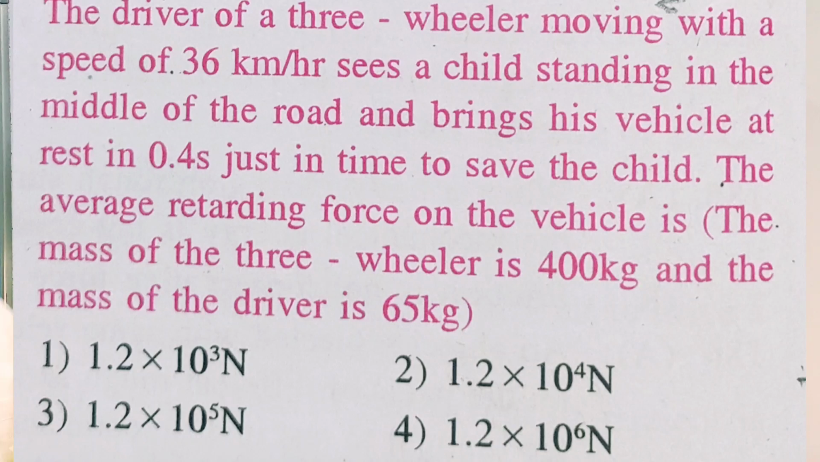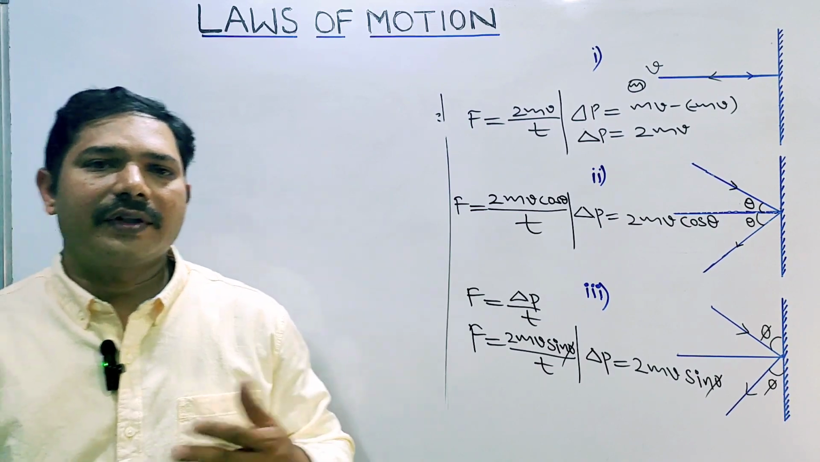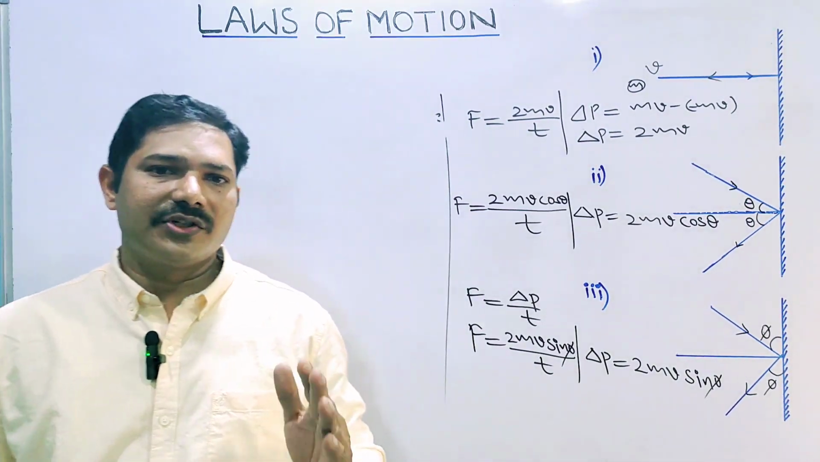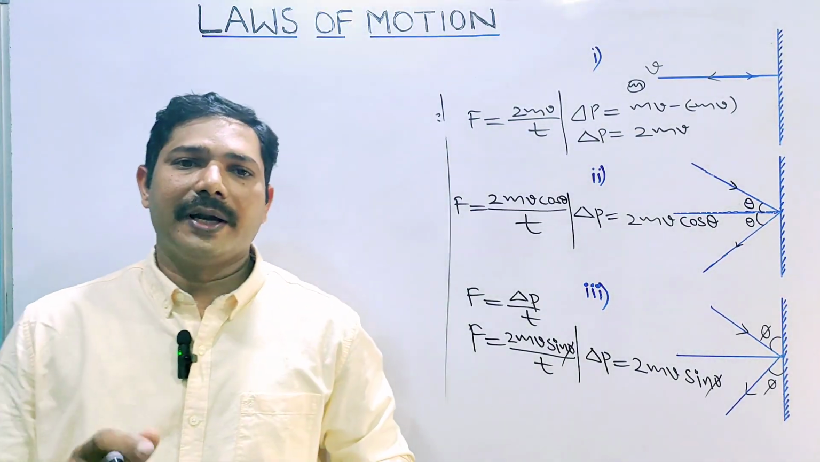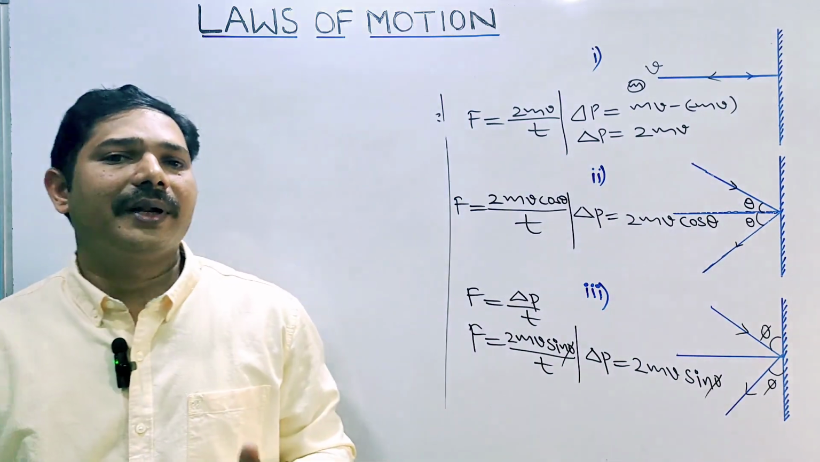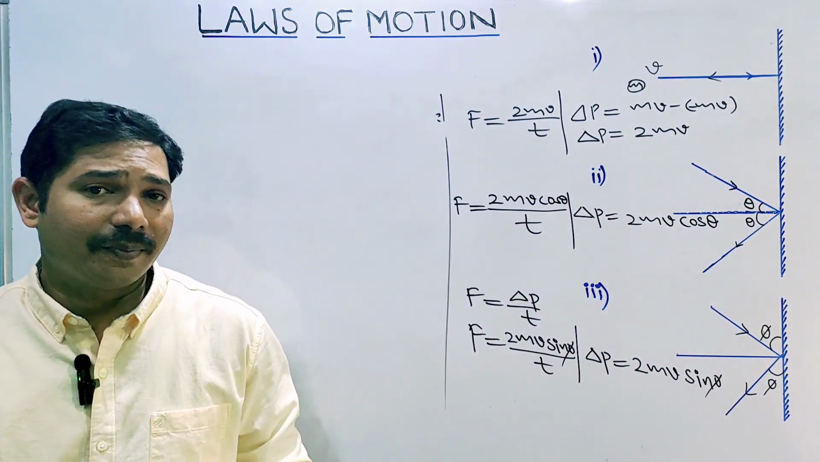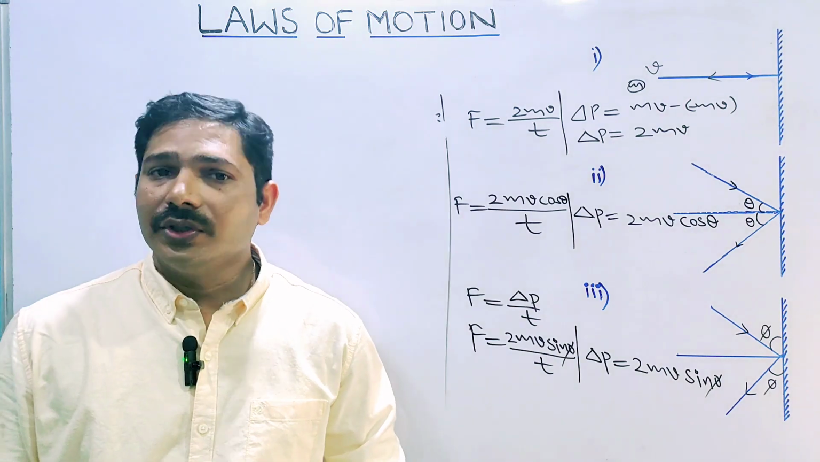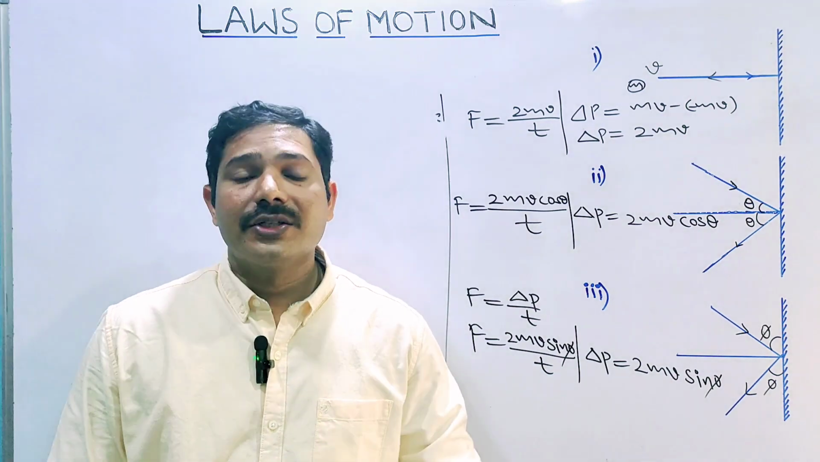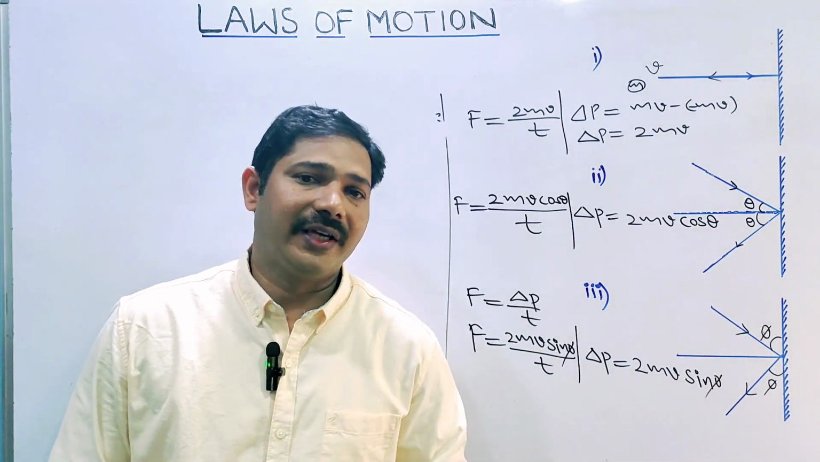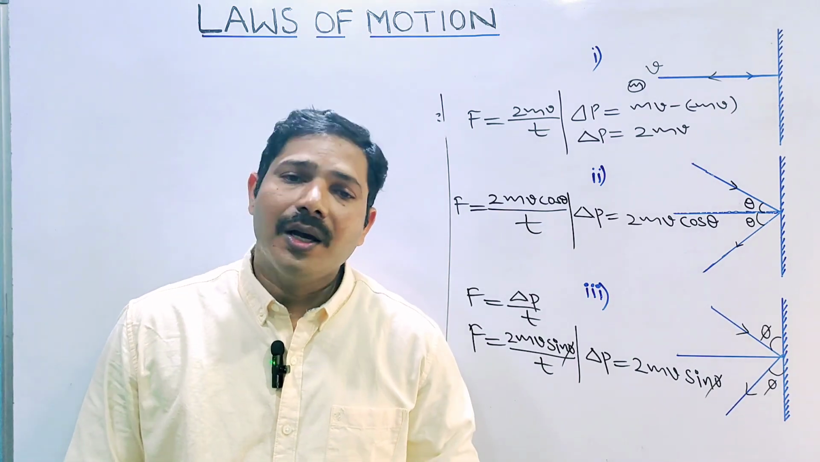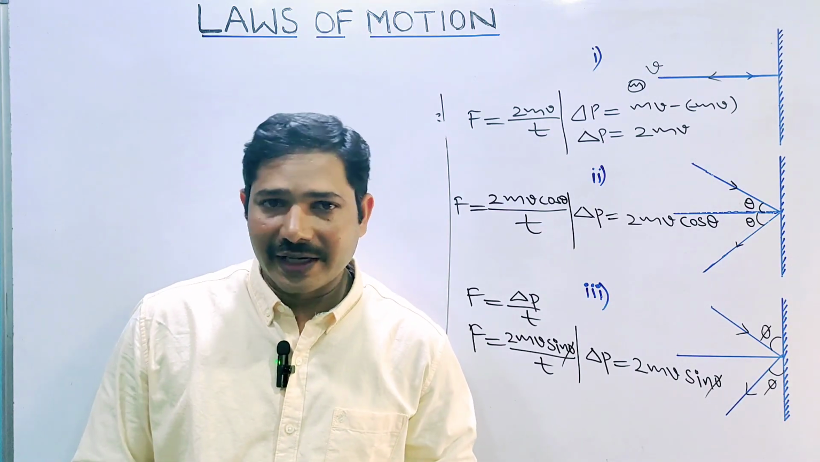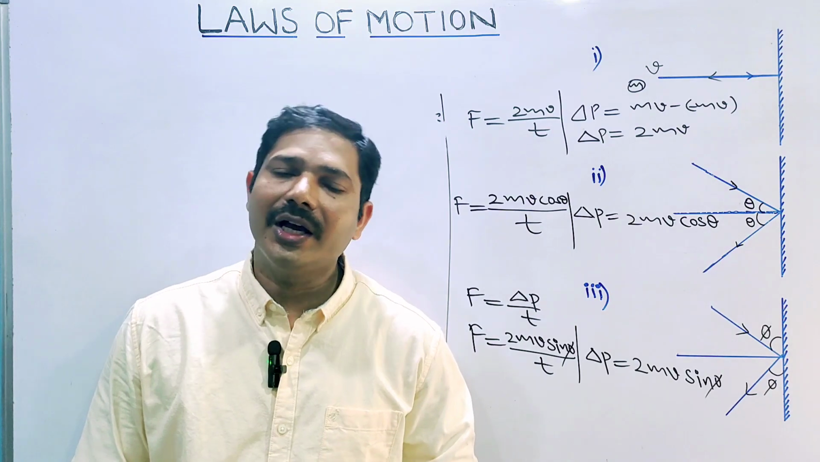In this numerical, what they are saying is that a driver, after observing a small child in the middle of the road, applied the brakes. After applying the brakes, after 0.4 seconds the vehicle comes to rest. Then how much force is applied on the vehicle, they are asking. Here the mass of the person and the mass of the vehicle are also given. Using this data we can find it out.